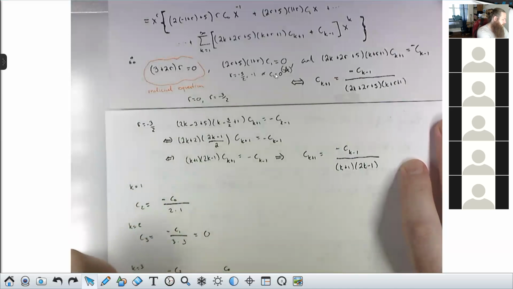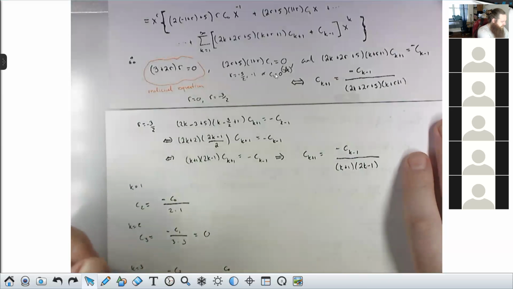I take k to be 4. We're going to get C3. It's going to depend on, sorry, we're going to get C5. It's going to depend on negative C3 over, who cares? That's going to be 0. And take k equals 5.